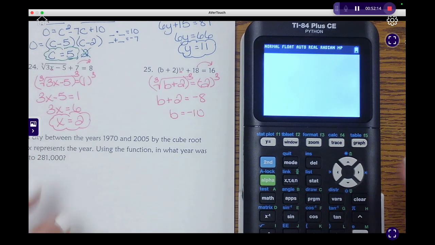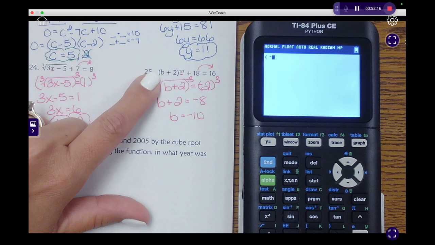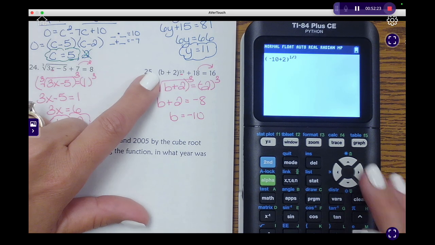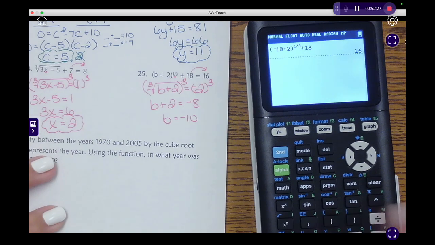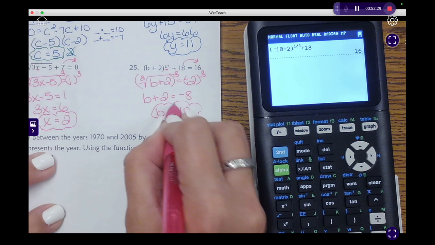And then last, make sure we double check it. So I have negative 10 plus 2, and that is raised to, so remember again, that's my exponent key, raised to the 1/3 power plus 18. Does that give me a 16? It does, so that means that would be my answer.